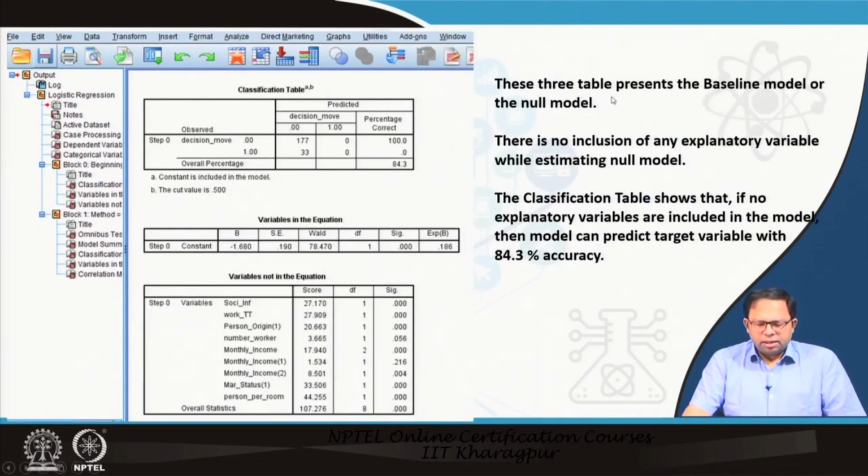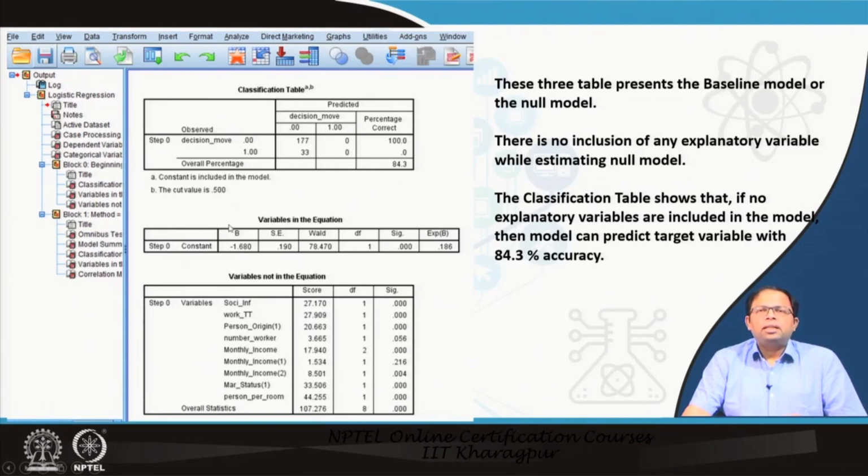So these 3 tables, the first one presents the baseline model or the null model. That means no variables are chosen. In that case, if no explanatory variables are chosen, then 84% of the cases are predicted correctly. That means the classification table shows that if no explanatory variables are included in the model, then the model can predict the target variable with 84.3% accuracy. So this is based on the constant.